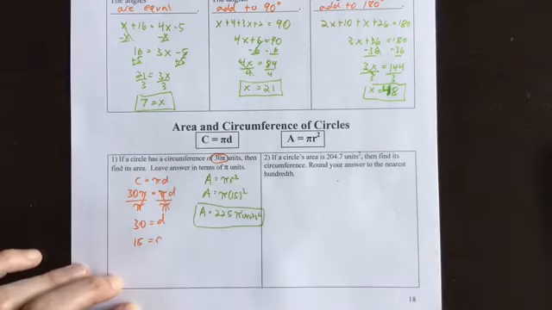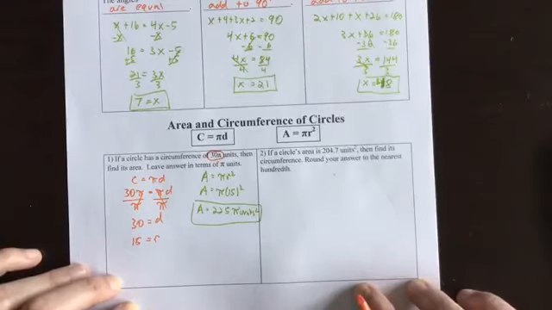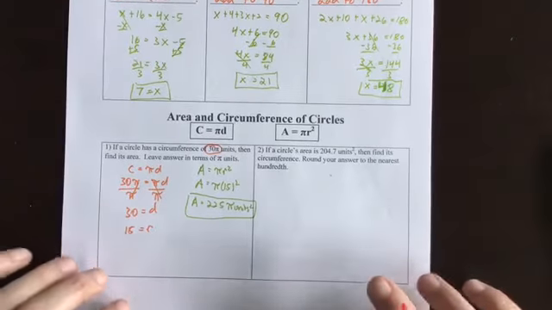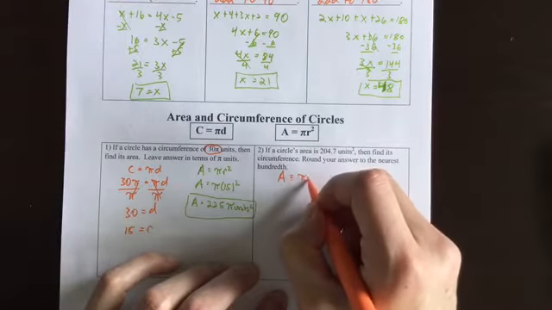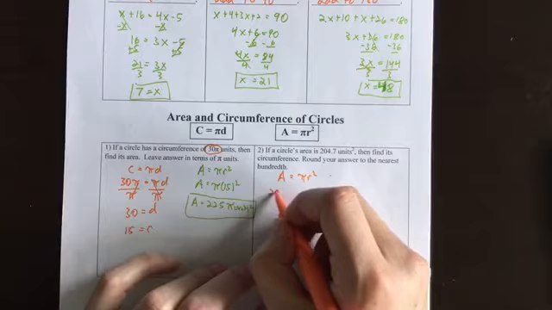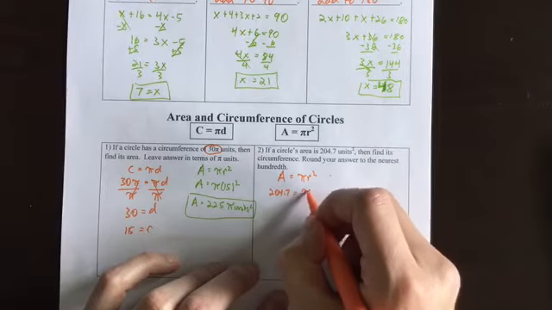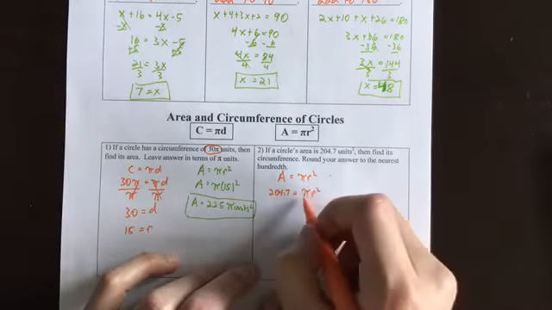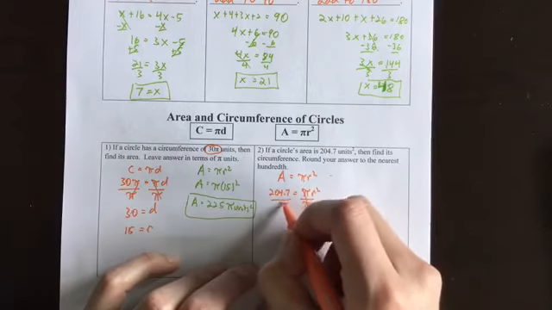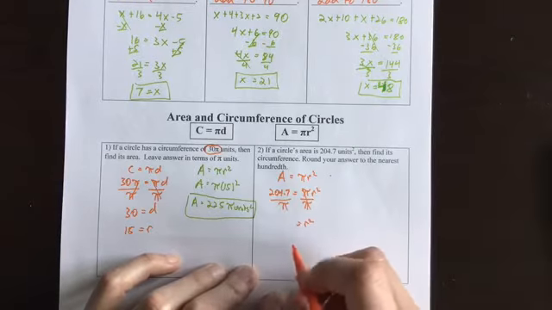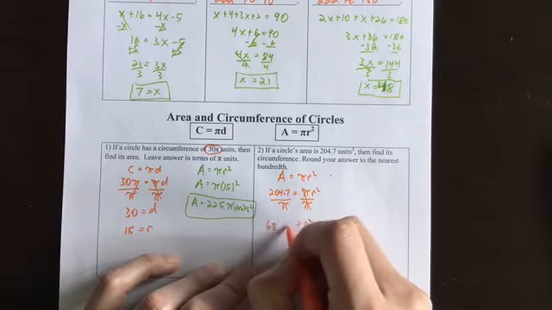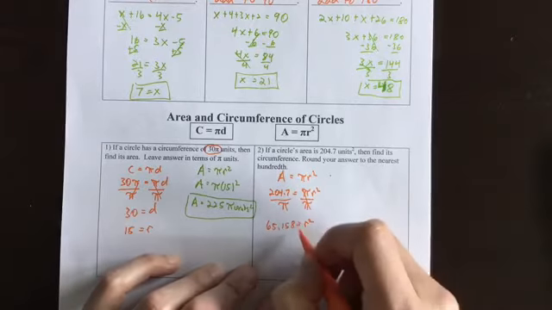Number 2, if a circle's area is 204.7 units squared, then find its circumference. Round your answer to the nearest hundredth. So area equals pi r squared. We know the area, 204.7. And we're going to solve for the radius. So we'll divide both sides first by pi. Okay, so 204.7 divided by pi gives us 65.158. I rounded to the nearest thousandths.